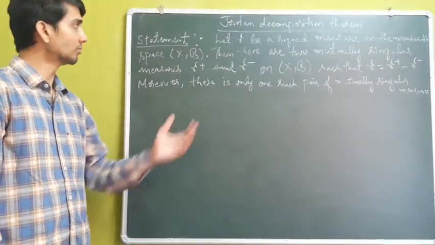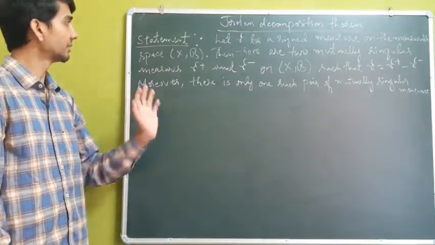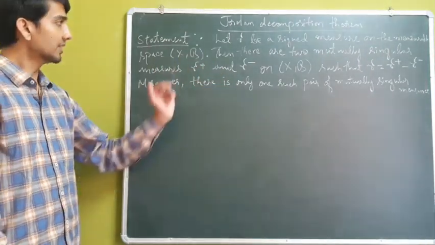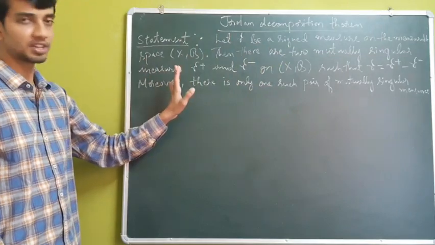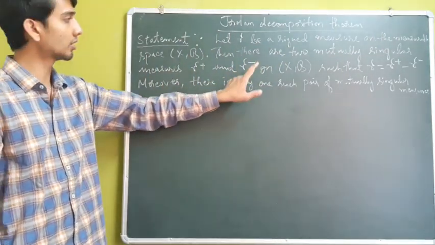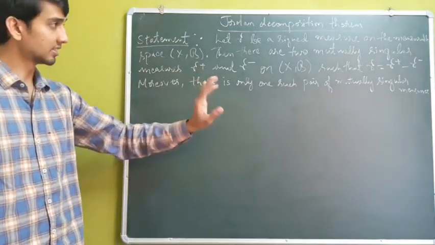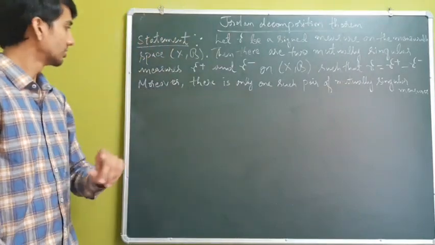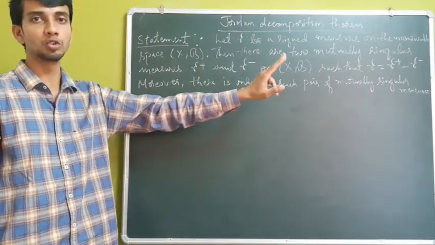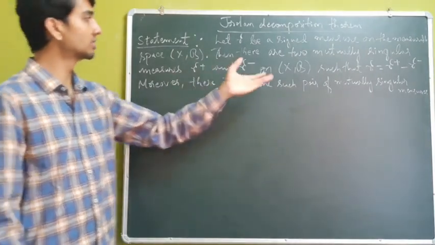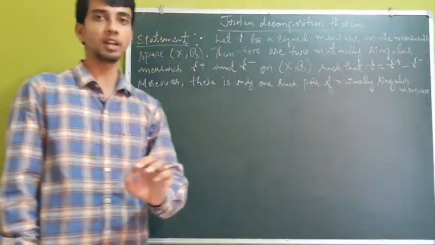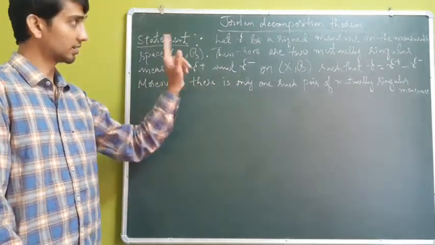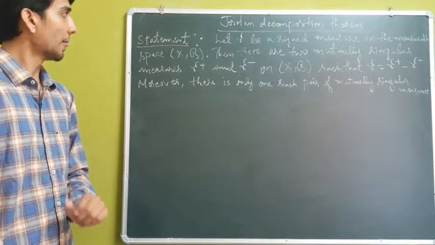We are into the next theorem, the Jordan decomposition theorem. The statement is as follows. Let gamma be a signed measure defined on the measurable space (X, B). Then there are two mutually singular measures, the positive part and the negative part, defined on the measurable space, such that gamma can be decomposed into the positive part and the negative part. Moreover, there is only one such pair of mutually singular measures. That is, the decomposition of the signed measure into positive part and negative part is unique. So the Hahn decomposition was not unique, but the Jordan decomposition is unique.